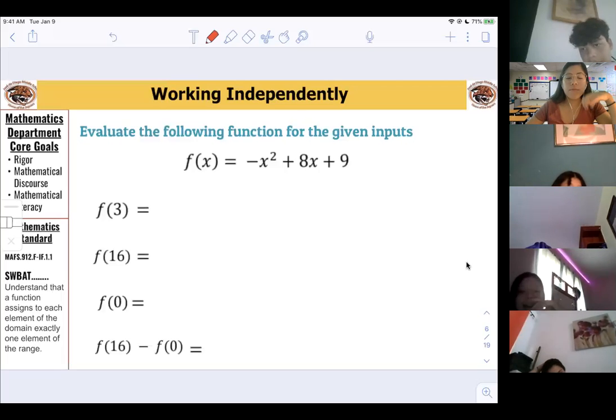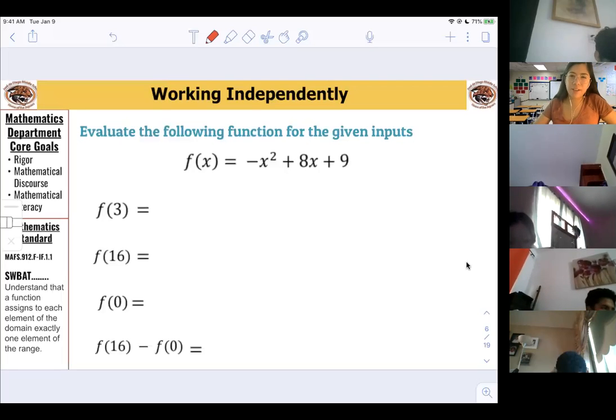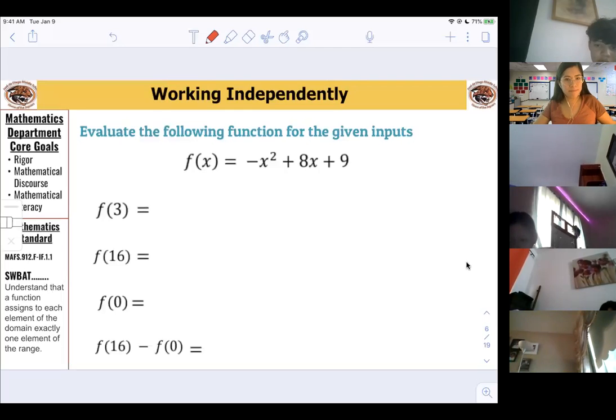Multiply it by itself, exactly. So there's an exponent of 2, and what else do you guys notice? There's one more thing. Oh, the 8 and the x. Yeah, there's 2 variables. So there's x squared, and then there's also 8x.